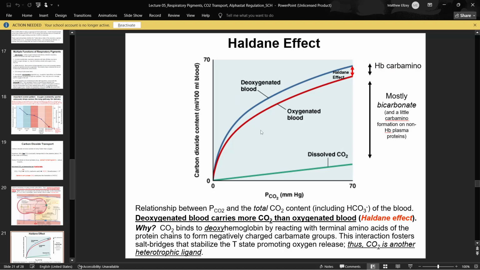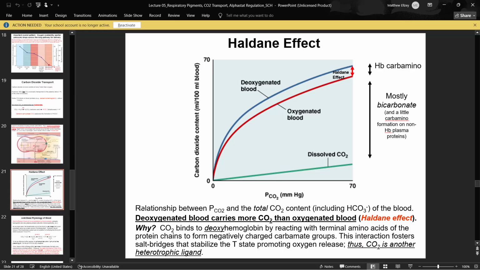Okay, so that brings us into the Haldane effect, which is the relationship between the partial pressure of CO2 and the total CO2 content, including bicarbonate, of the blood. So deoxygenated blood carries more CO2 than oxygenated blood. This is basically what the Haldane effect is.